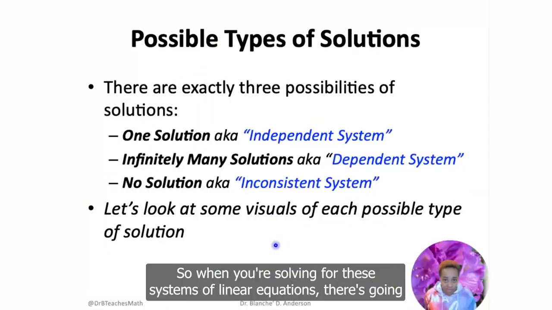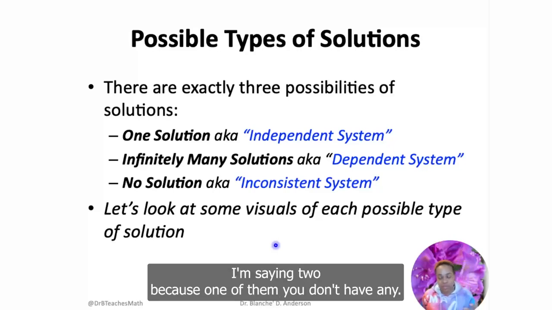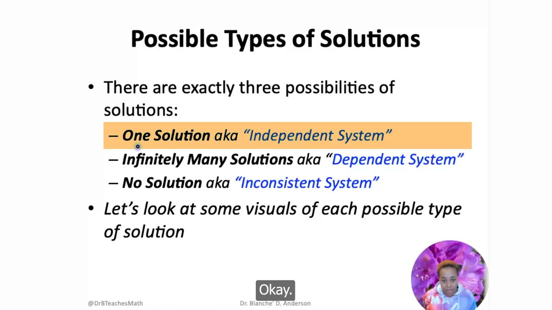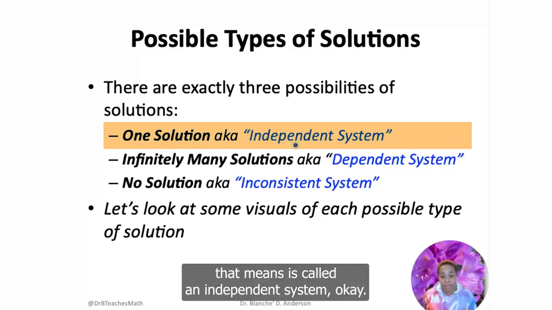So when you're solving systems of linear equations, there are going to be three possible types of solutions. I'm saying two at first because one of them has no solution. But anyway, you can have one solution. If it has one solution, one ordered pair, that means it's called an independent system.